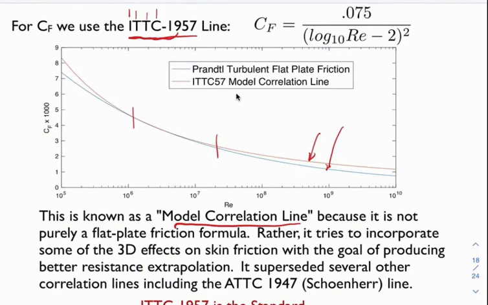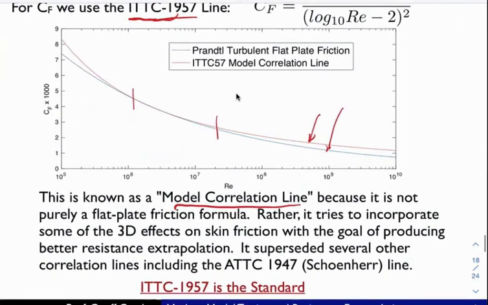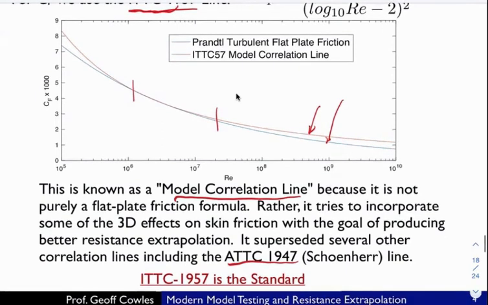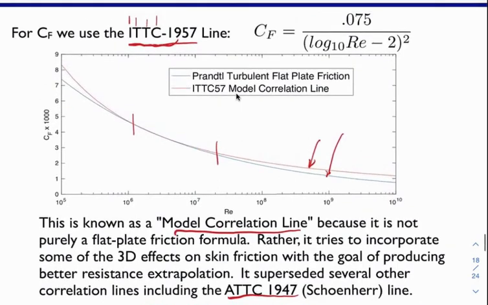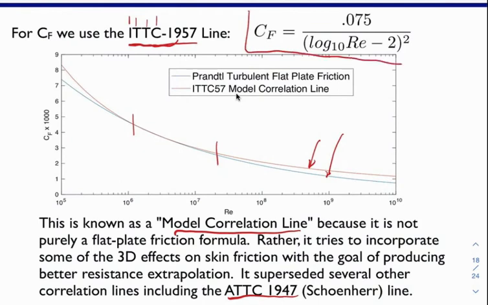There were a number of these lines over the years, including one that you may see in some of your reading, the ATTC. That's the American Towing Tank Conference, 1947, also known as the Schoenherr line. There were even lines before that. In fact, Froude himself had his own friction lines that weren't Reynolds dependent. They were just dependent on flow velocity and size and so on. But over the years, these have come together, and then they've decided to have a standardized method, and that standardized method is this particular formula right here, which is the ITTC 57 line.